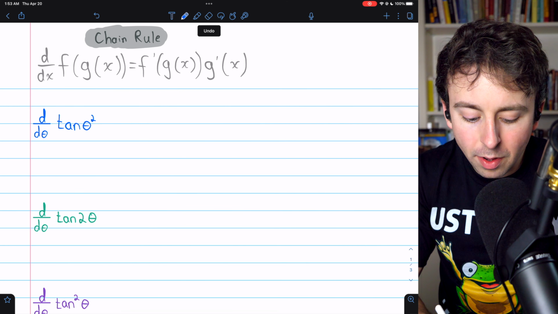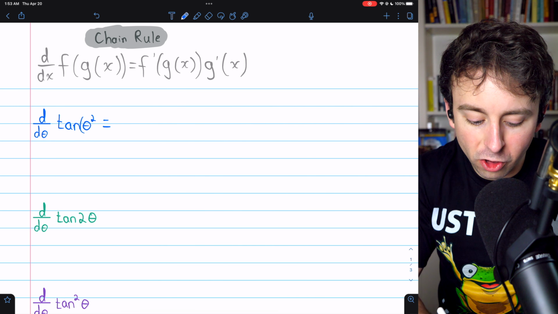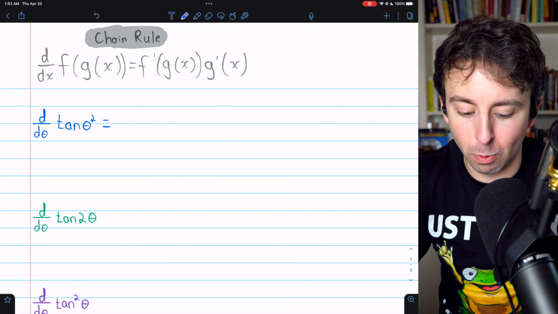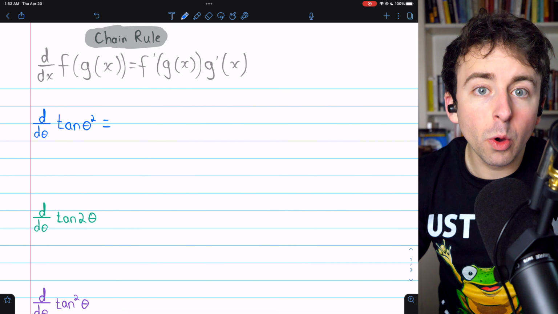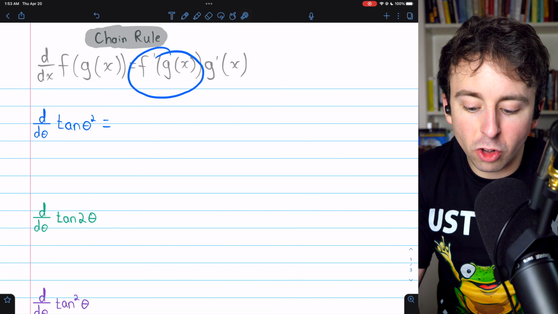We have the derivative of tangent of theta squared. So keep in mind, in this function, it's the theta that is being squared, and this is how that could be written. Now, to take the derivative, we first need to take the derivative of the outside function. That's what the chain rule tells us.